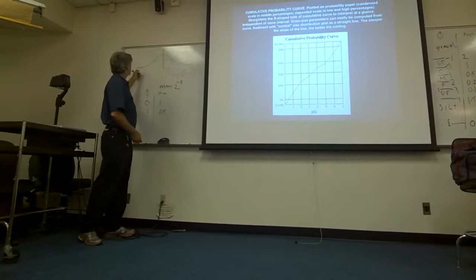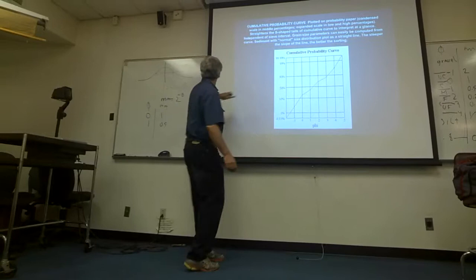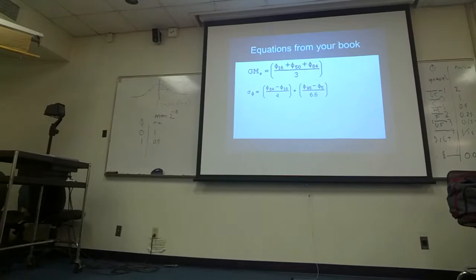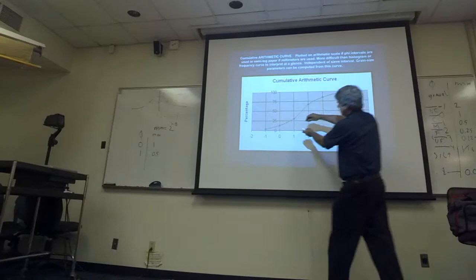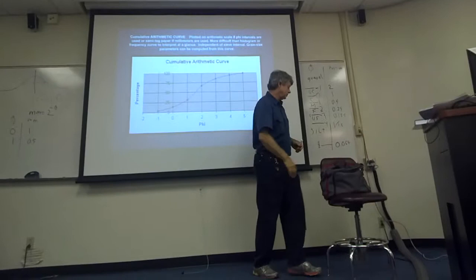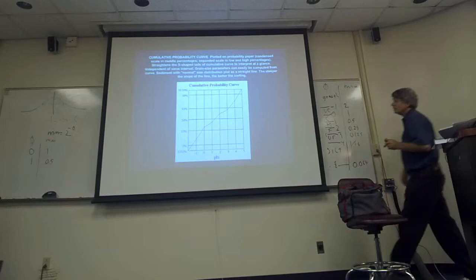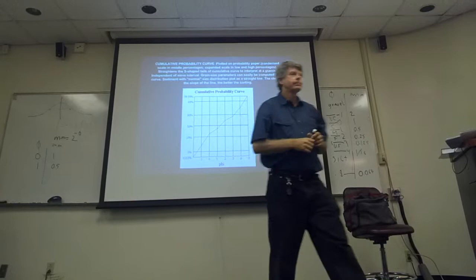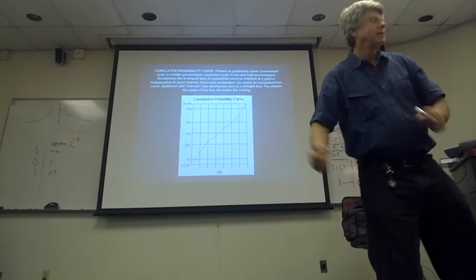And what probability paper does is it squeezes the middle and stretches out the ends so that instead of a curve like this, by stretching out the ends on this, it turns that cumulative curve into a straight line. And so here is a set of lines that are following points, and they approximate a straight line. Okay, is that all clear? Cool.